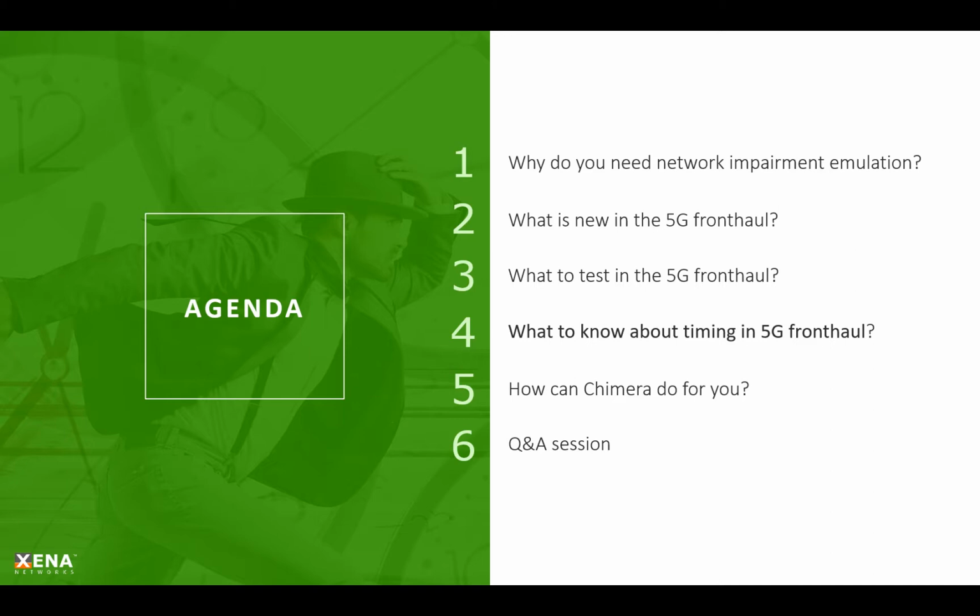We'll start by taking a look at what's new in the 5G fronthaul network compared to previous generations of the fronthaul, and then we'll take a look at what to impair and how to impair. Finally, we'll talk about two timing issues which you need to be aware of when using a network emulator in the fronthaul, due to the very strict timing requirements imposed by 5G applications.